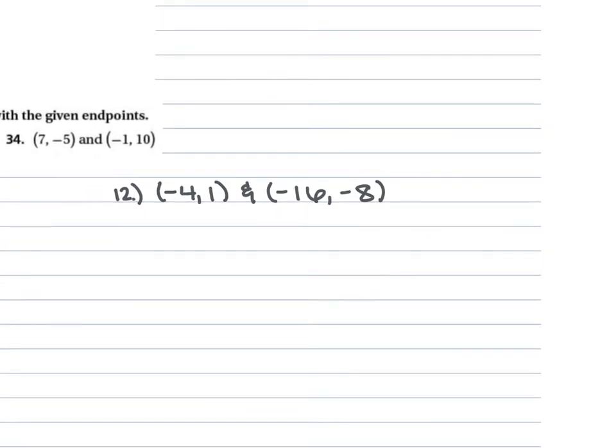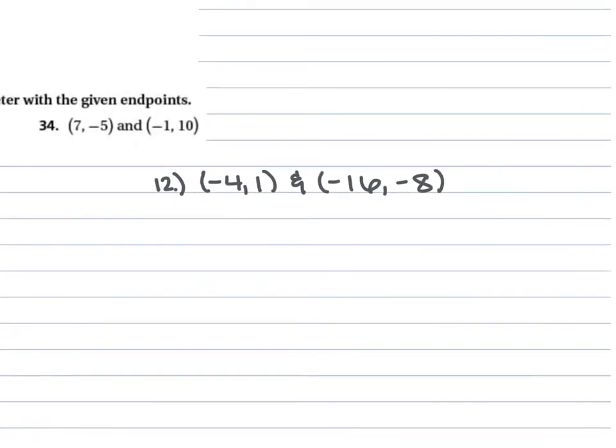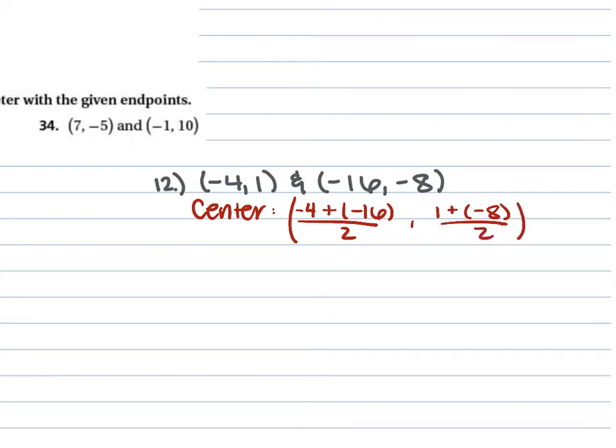For number 12, we have (-4, 1) and (-16, -8). So we are going to do the center first. So this is going to give us negative 4 plus negative 16 over 2, and 1 plus negative 8 over 2. So the negative 4 plus negative 16 is negative 20 over 2, and the 1 plus negative 8 is negative 7 over 2. So this is just negative 10, negative 3.5.